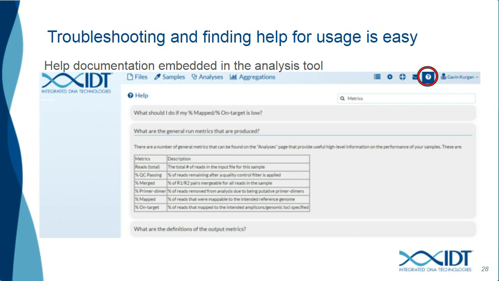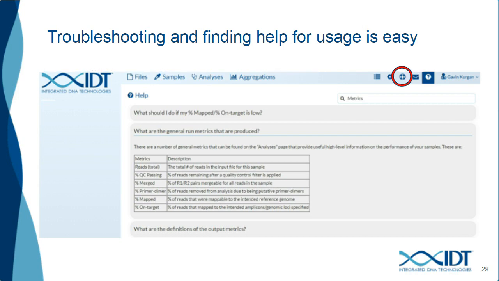If you should need help while using the tool, we also have resources for this as well. Help FAQs can be accessed by selecting the question mark icon in the top right corner. You can see an example of the definition of several metrics shown here in this example. Additionally, if your answer can't be found in this documentation, it is easy to find additional help by pressing the Lifesaver button in the top right corner.